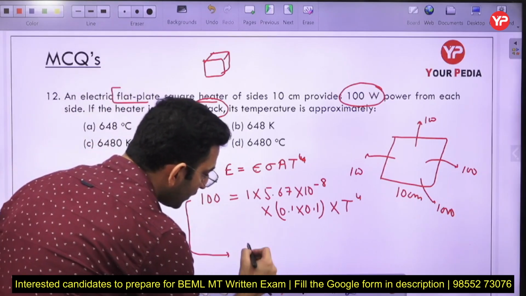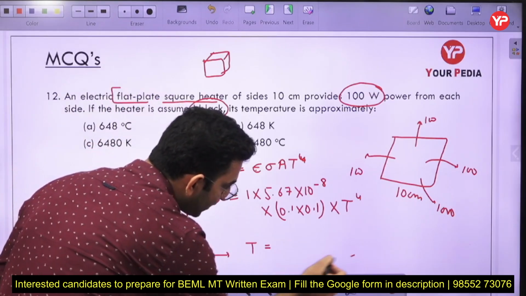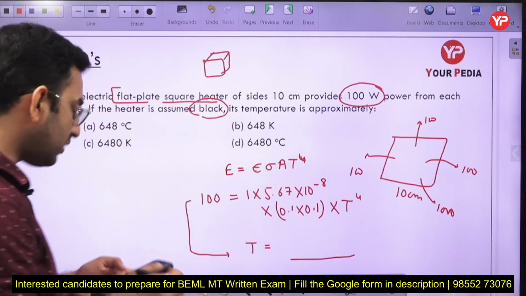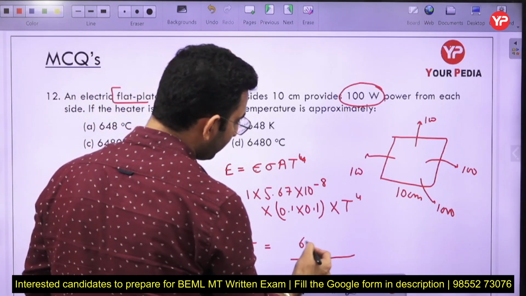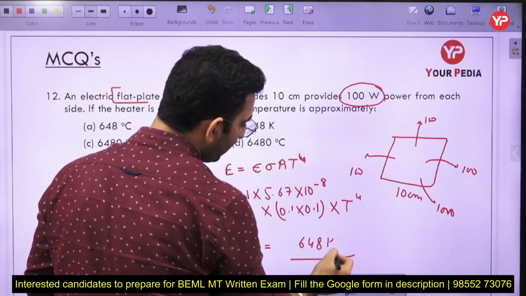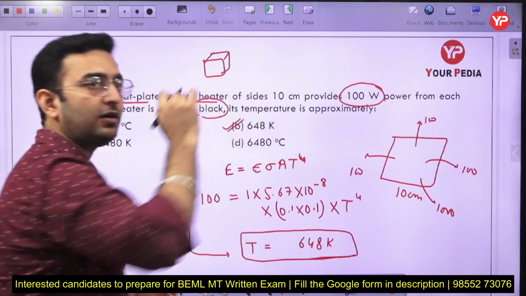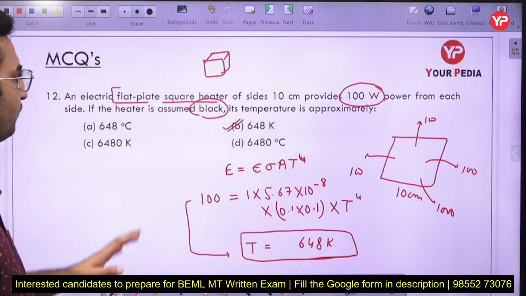So just by equating this term you can simply find out the value of the temperature T, and it is coming out to be around 648 Kelvin here. Okay, so option number B is going to be the correct answer here in this case.